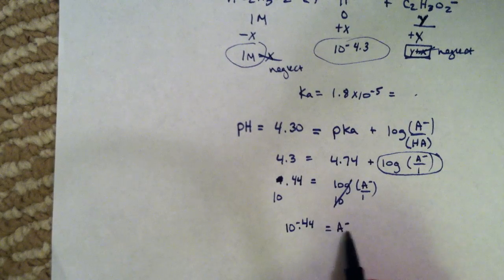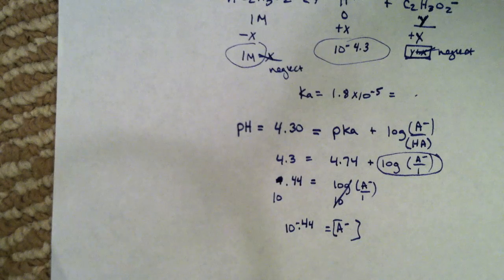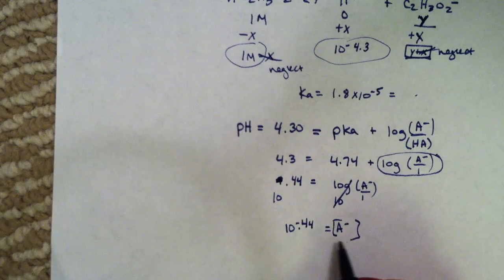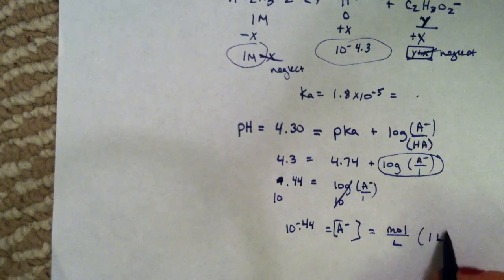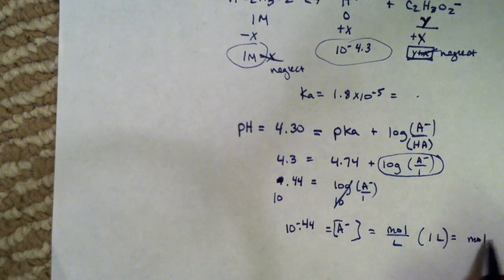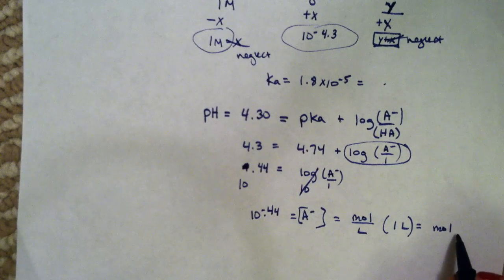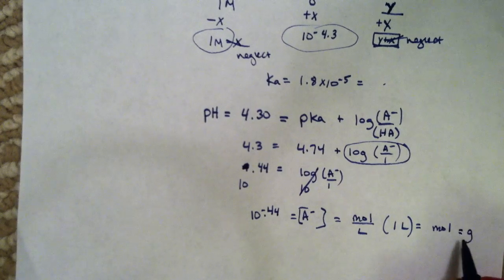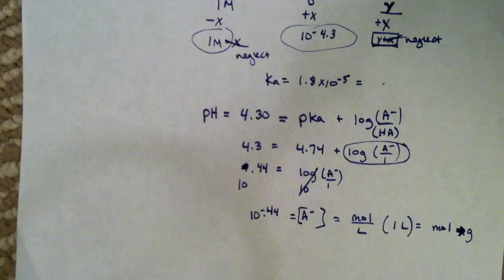And that's the molarity of the A minus that we need, and we know that it's 1 liter, so this is equal to the moles over the liters. We know that we have 1 liter, so that's equal to the moles, and then we would just multiply by the molar mass of sodium acetate to get the grams. So that's how you could solve that problem.